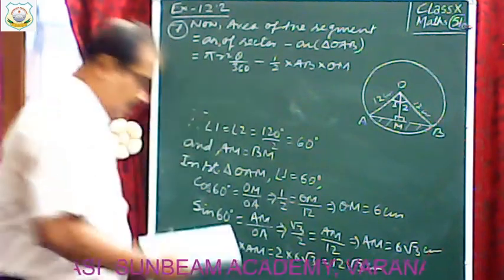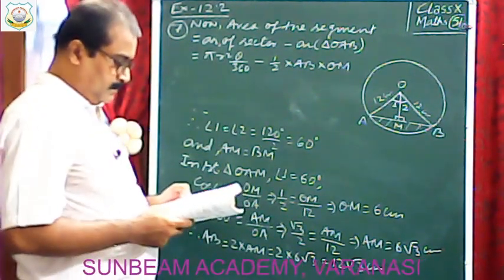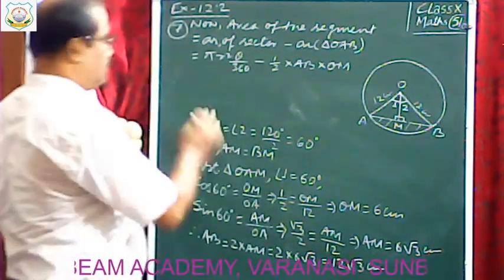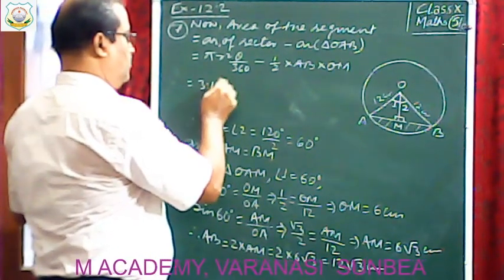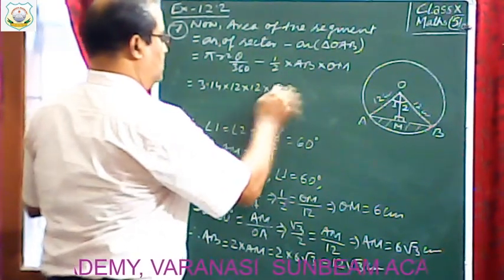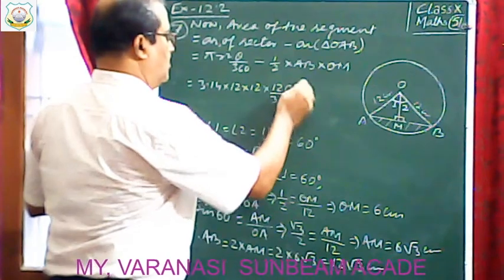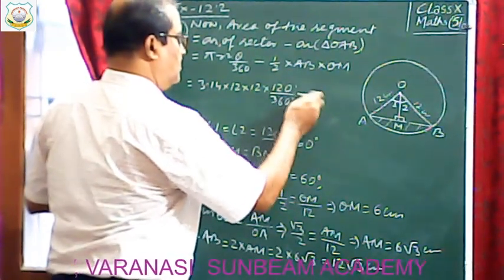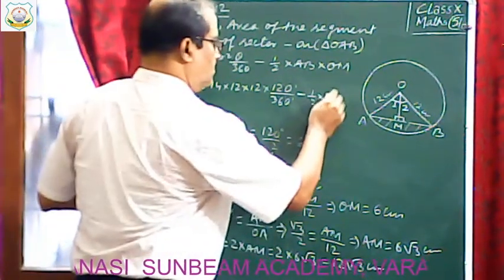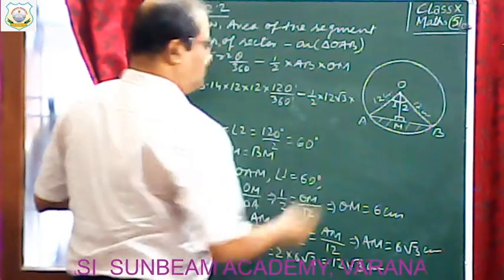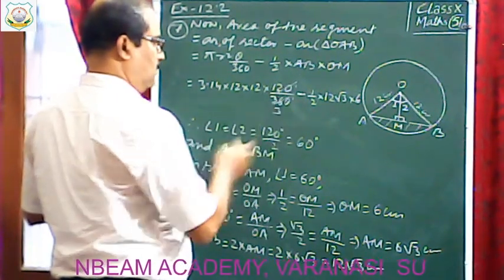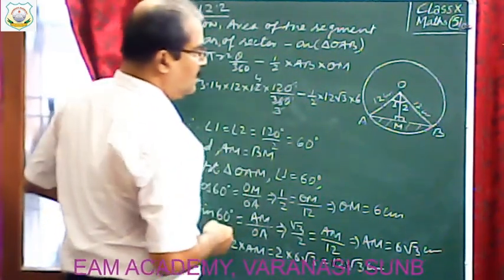Okay, you have to use pi equal to 3.14 and root 3 equal to 1.73. Okay, 3.14 into 12 into 12 into theta 120 upon 360. Okay, minus half into AB. AB is what we get, 12 root 3, into OM is 6.